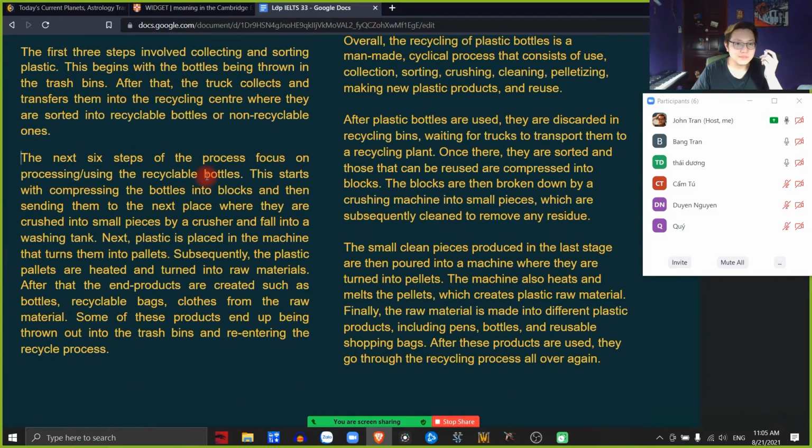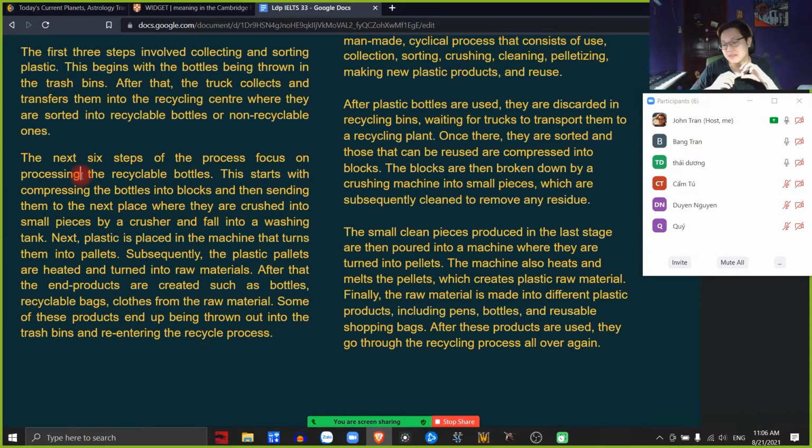The next 6 steps of the process. 6 giai đoạn tiếp theo của quá trình này tập trung vào cái gì? Focus on processing or using recyclable bottles. Use one word only. I mean, processing or using. Which one is the best word there? I think processing. Because why? Basically, the whole process, 6 steps involving like crush it, make it into material. That is processing. We do not use these things.